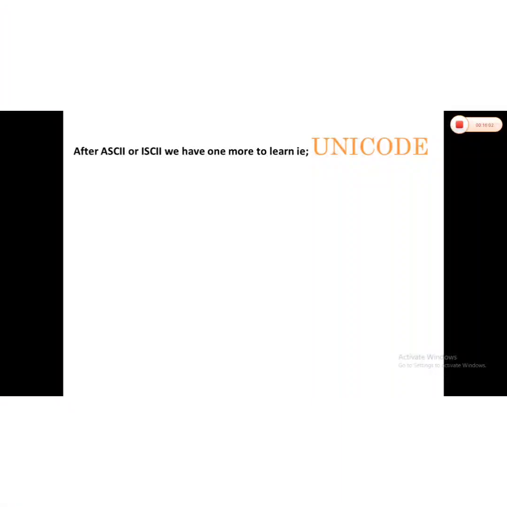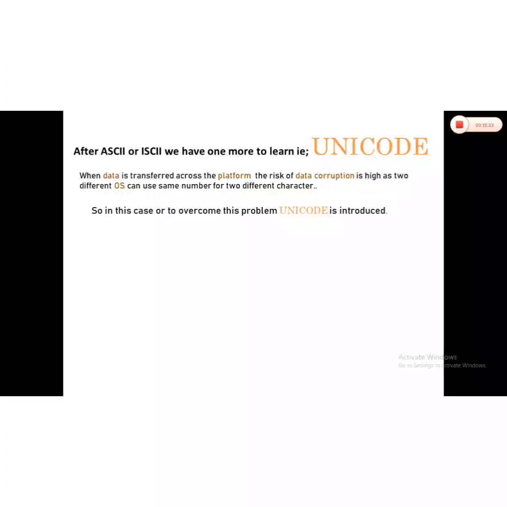Now after ASCII and ISCII, we have one more to learn, that is Unicode. Unicode is simply a unique code, or you can say a unique number for each and every character. When data is transferred across platforms, the risk of data corruption is very high, because two different operating systems can use the same number for two different characters, or two different numbers for the same character. In this case, the risk of data corruption is very high. So to overcome all this, Unicode was introduced. Unicode provides a unique number for each character, and it is platform independent.